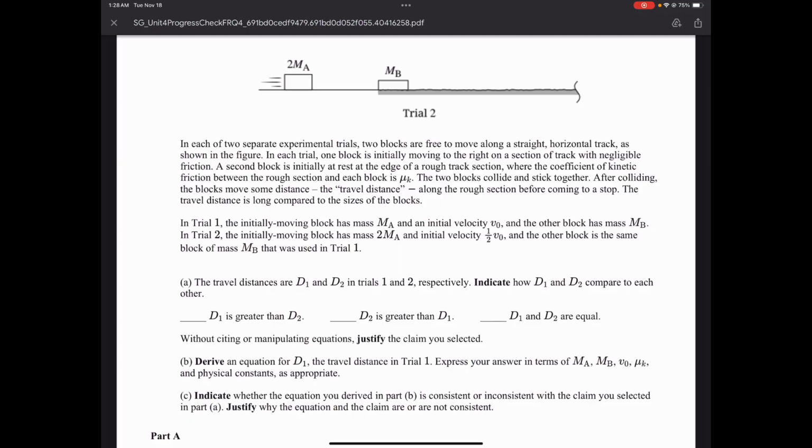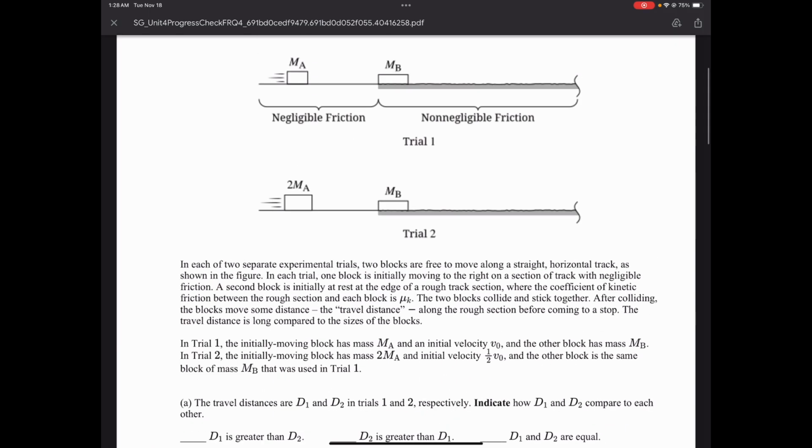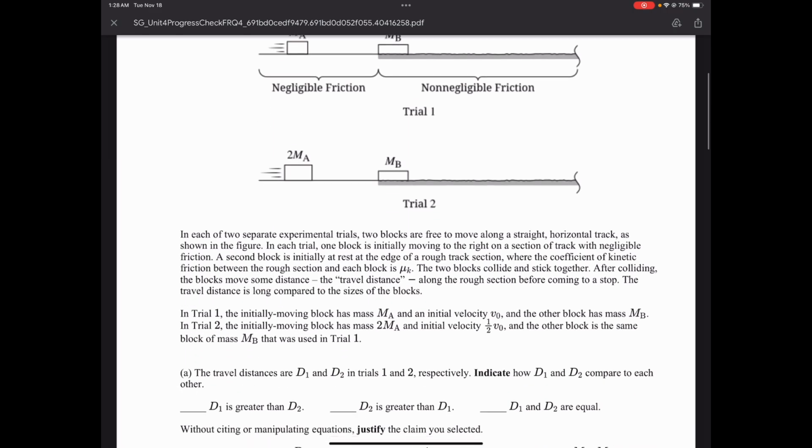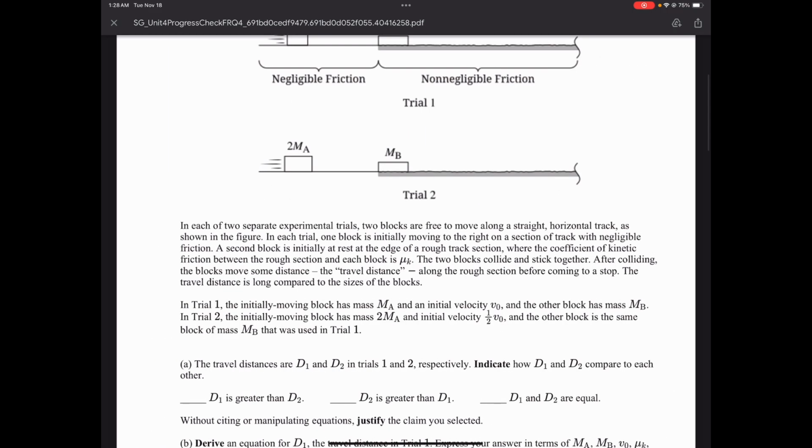And for part one, we have to determine the travel distances, D1 and D2, and indicate how D1 and D2 compare to each other. So in trial 1, the block has mass ma, and then in trial 2, the block that's incoming has mass 2ma, but then it says that it has an initial velocity of 1/2 v naught.